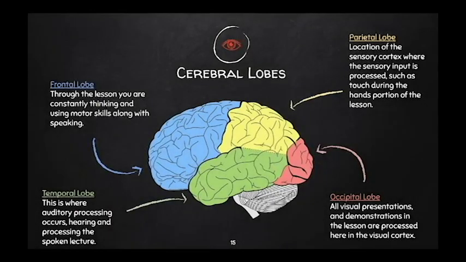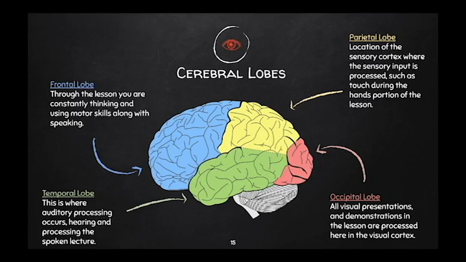So we have our cerebral lobes. We know that there are 4 lobes, and the frontal lobe is going to be stimulated throughout the lesson as you are constantly thinking and using your motor skills, as well as speaking throughout the lesson. There are group activities and collaboration portions where you're speaking, so that frontal lobe is going to be utilized then. We have our temporal lobe, which is where all the auditory processing, all the hearing, is occurring, so all the spoken parts of the lecture and all the demonstration parts where I will be speaking will be processed in the temporal lobe.